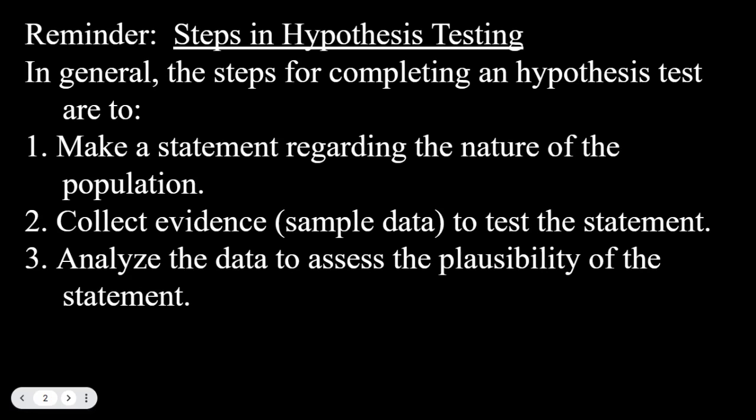And then number 3, we will analyze the data to assess the plausibility of our null hypothesis to see if we reject it or fail to reject it. If we reject it, then our evidence is in favor of the alternative hypothesis. If we fail to reject it, then we just do not have enough evidence to reject it.